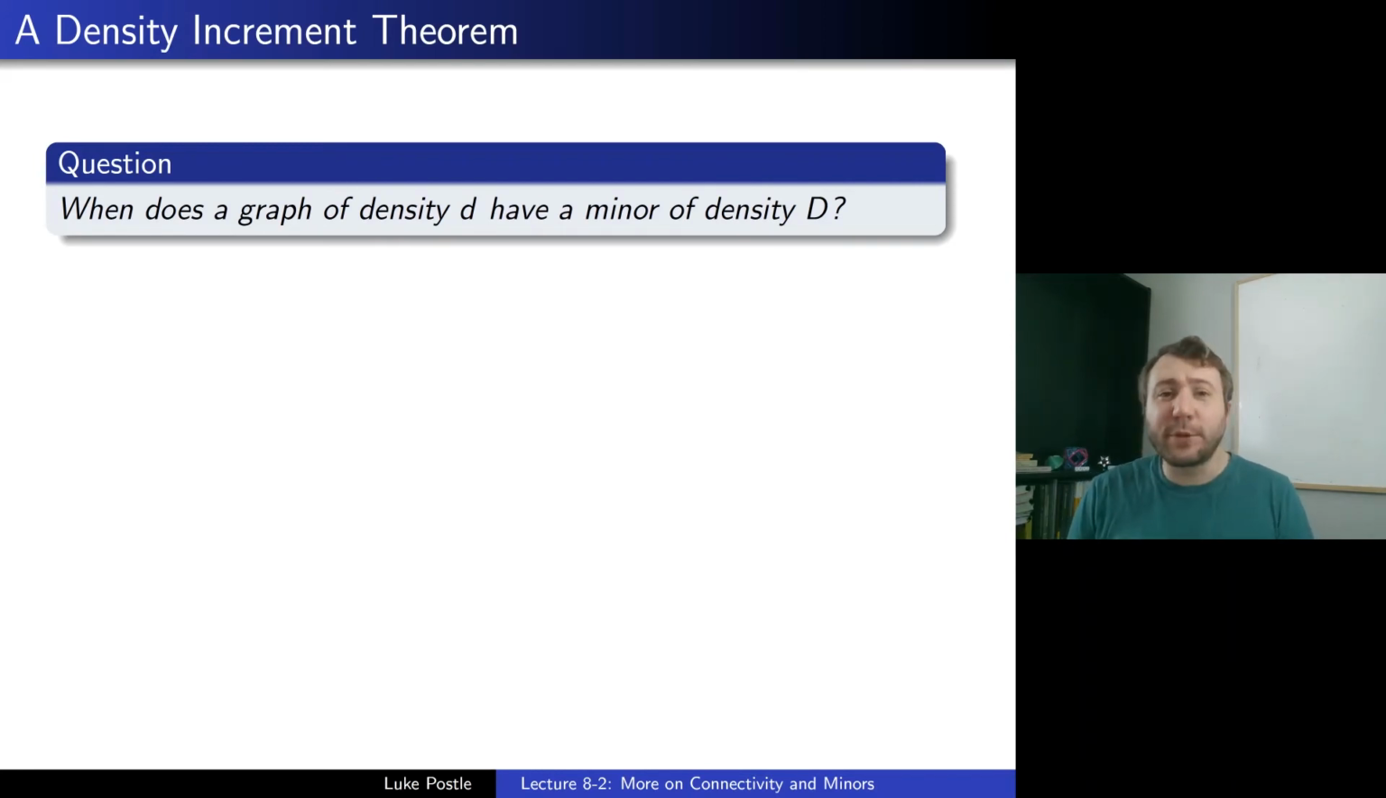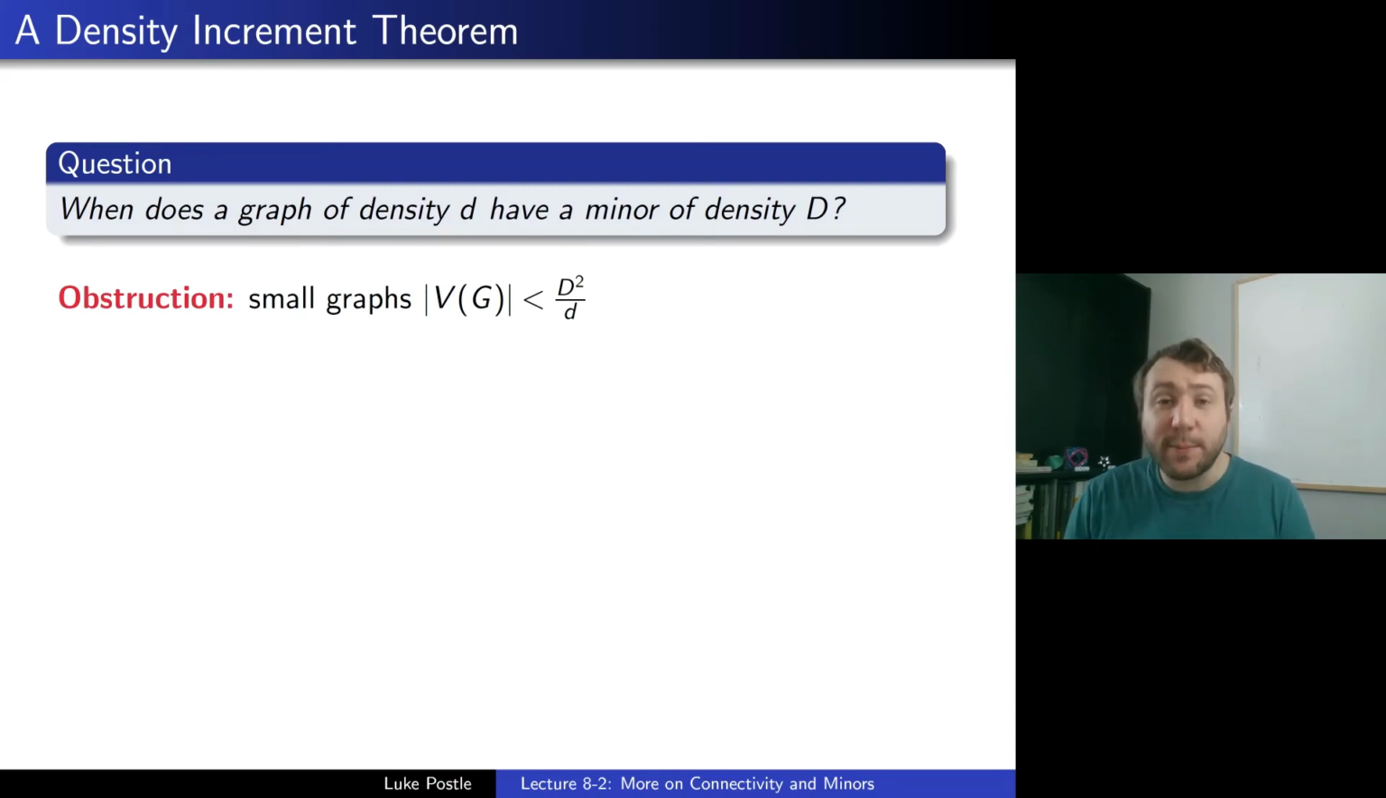So what's the obstruction to doing this? This will be quite useful if we want to build KT minors, because we know that T root log T density suffices. So if big D was T root log T, this would be helpful. It turns out there's an obvious obstruction to this. It's small graphs, namely if the number of vertices is strictly less than big D squared over little d, there's just not enough edges. Because then the number of edges would be on the order of big D squared, or really less than that, and so there just won't be enough edges to find such a minor.